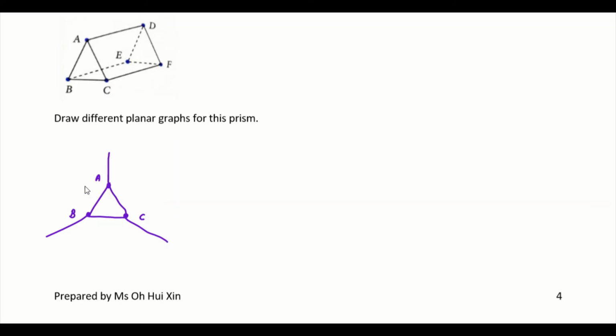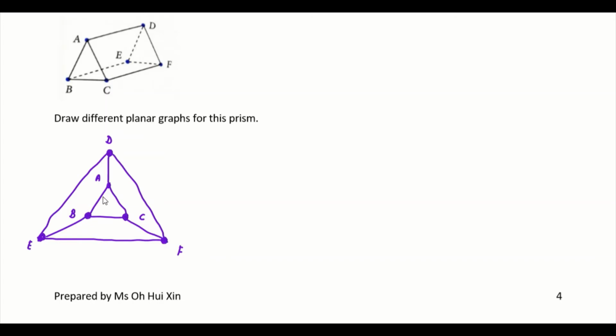Okay, so A is adjacent to D, right? Then B is adjacent to E, and C is adjacent to F. And you must make sure that D, E, F are adjacent to each other as well. So at the end, you have something like this. Okay, is that fine? I hope that you can see the idea.